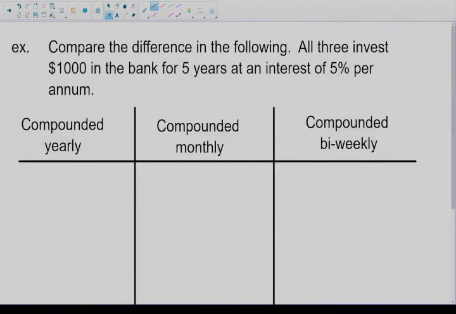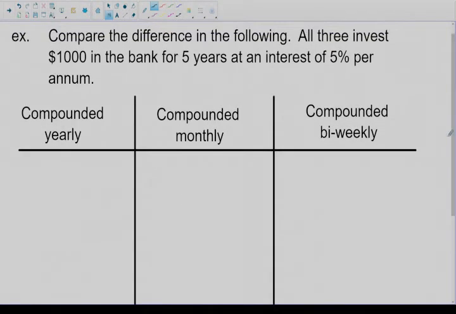So let's do this one final example where we're going to compare 3 different compounding frequencies and see how that changes the final amount. Okay, so all 3 of these are investing $1,000 in the bank at a 5% interest, for 5 years, at an interest rate of 5% per annum. Now here's that per annum that I mentioned in one of our previous lessons. Per annum just means per year. It's another way of saying per year.